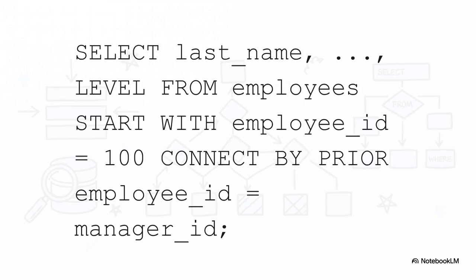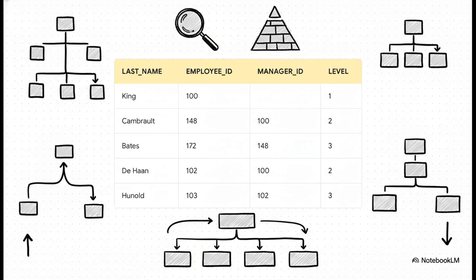And the best part? Using it couldn't be easier. You literally just add the word LEVEL into your SELECT statement just like you would with any other column. The rest of the query stays exactly the same, but the output is about to get a whole lot more meaningful. And check it out. King is at level 1, the top. His direct reports, Cambrault and Dahan, are both at level 2. And their reports, like Bates and Hunold, are down at level 3. Instantly, we have this clear picture of the organizational depth right in our results.